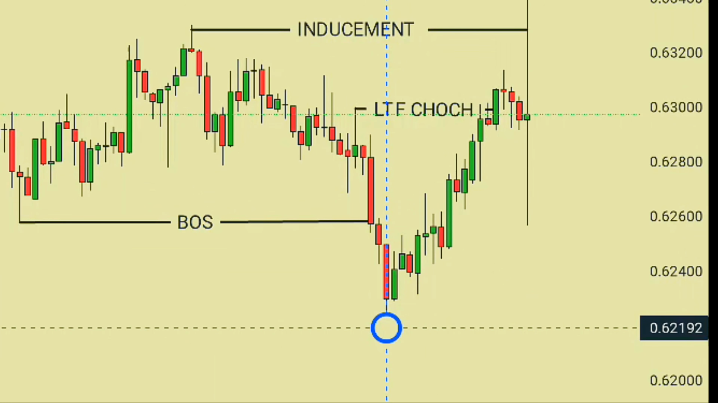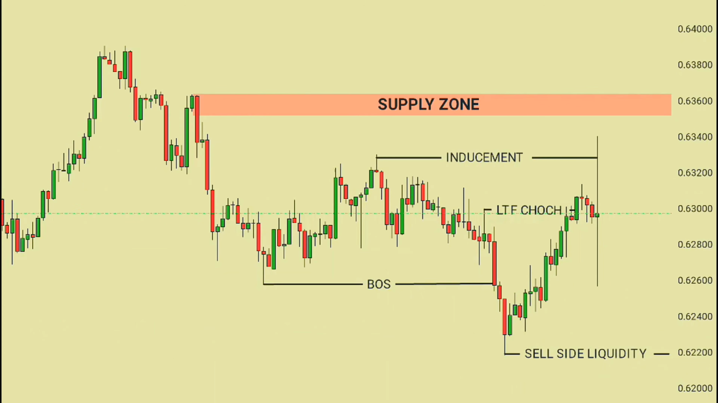Now, the final piece of the puzzle is sell-side liquidity. If you look at the chart carefully, you can see multiple equal lows forming here.